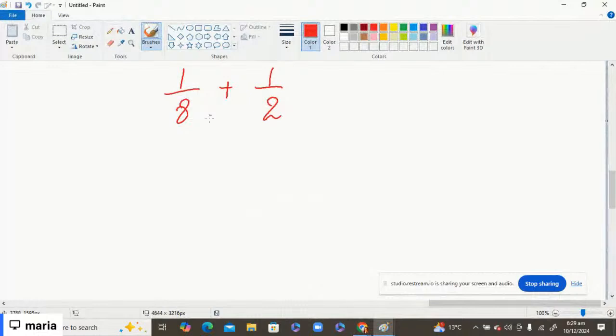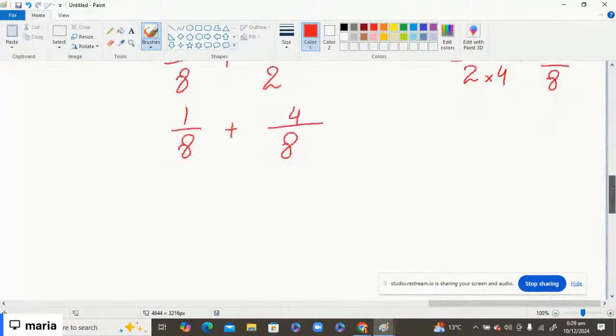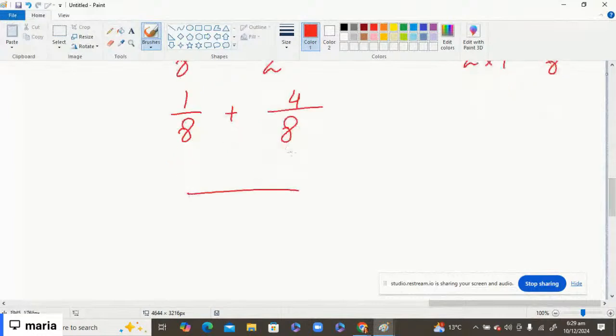As it is. Putting this 1 by 2 equals to 1 by 8. 1 by 2, multiply and divide with the 4. 4 times 1 is 4, 4 times 2 is 8. So just putting 4 by 8 here. Both the denominators are same, so I'm going to put it here 8. So 1 plus 4, that is 5 over 8 is your answer.